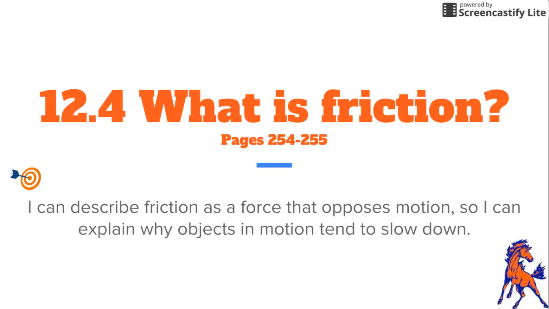Our target or objective is that I can describe friction as a force that opposes motion, so I can explain why objects in motion tend to slow down. This should also include looking at objects and describing what type of friction is acting upon them. The key term for this section is friction. Friction is a force that opposes the motion of an object.